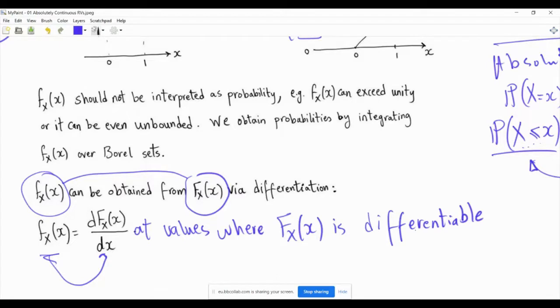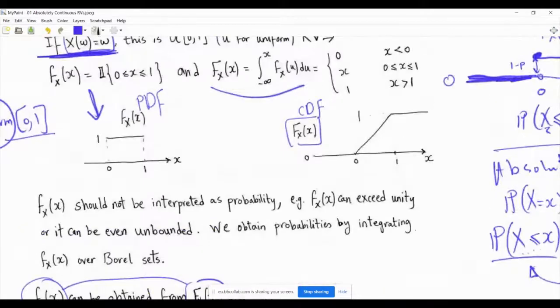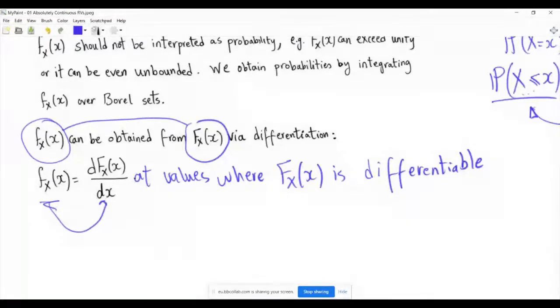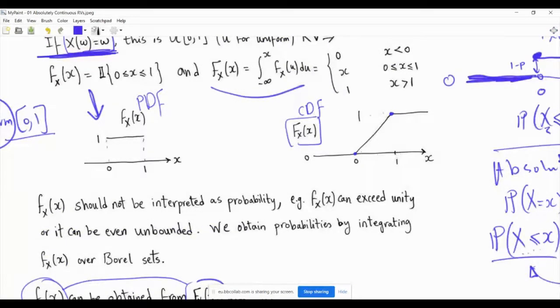I said that the CDF is continuous, but it is not necessarily differentiable. So for example, if we go to the uniform case, what is the derivative at this point? The conventional derivative is not defined, right? Because the slope from the left is equal to 0, and the slope from the right is equal to 1. So basically, this function that we have is continuous, but it is not differentiable at these 2 points. So when I say that the PDF is obtained from the CDF via differentiation, I automatically mean at those points for which the derivative exists, and in this case it will be the open interval from 0 to 1, but this function is not differentiable at 0 and 1.